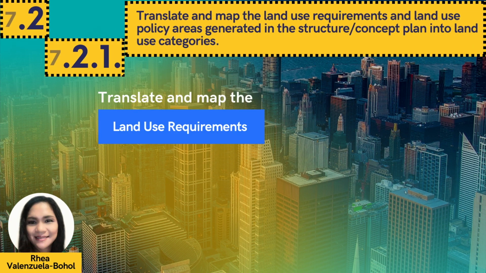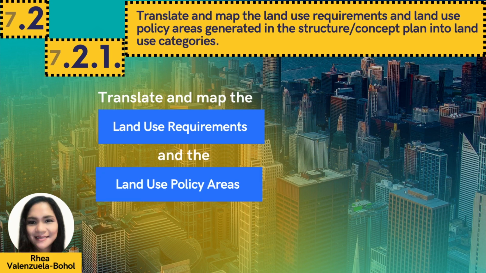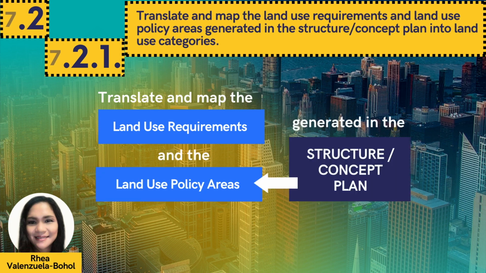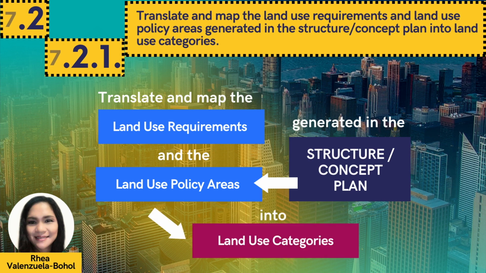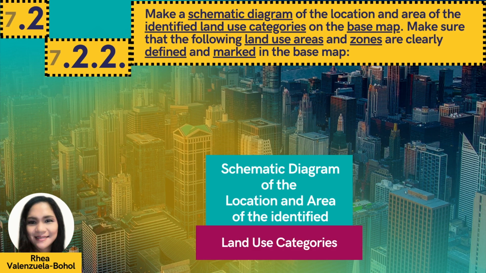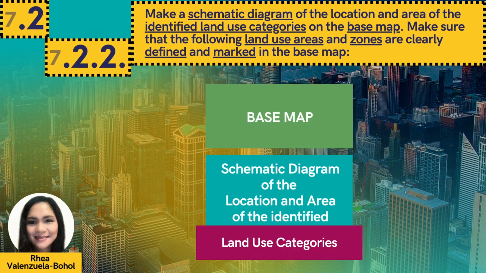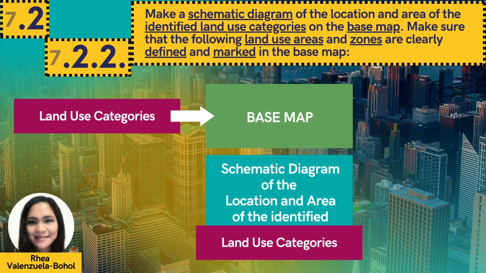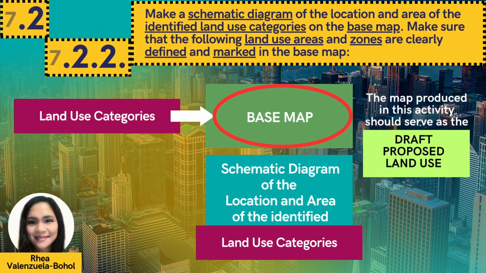7.2.1, Translate and map the land use requirements and land use policy areas generated in the structure/concept plan into land use categories. 7.2.2, make a schematic diagram of the location and area of the identified land use categories on the base map. Make sure that the following land use areas and zones are clearly defined and marked in the base map. The map produced in this activity should serve as the draft proposed land use.